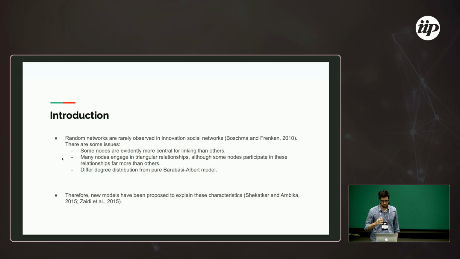but specifically in innovation networks, we have some issues. We observe that some nodes are more central for links than others. And many nodes have triangular relationships, although some nodes participate in these relations far more than others. And sometimes the networks have a different degree distribution from the Barabási-Albert model. So now we have some models that have been proposed to explain those characteristics.